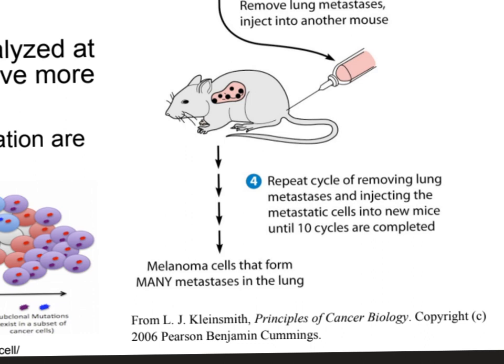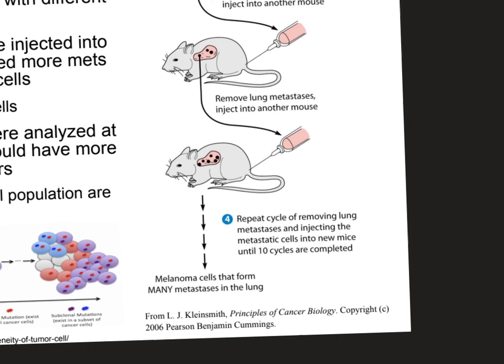And we repeat that cycle, removing the lung mets and then injecting them into the new mouse until 10 cycles are complete. At the end of that, what you find is that you have many melanoma cells that can form many metastases in the lung. So what is this telling us?